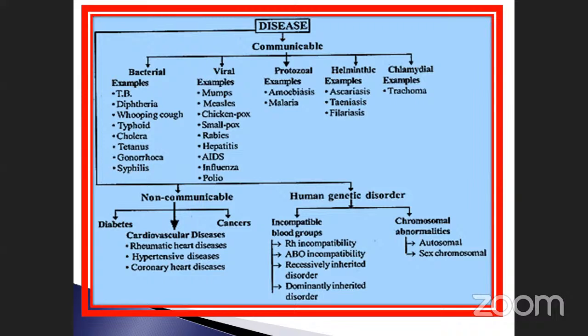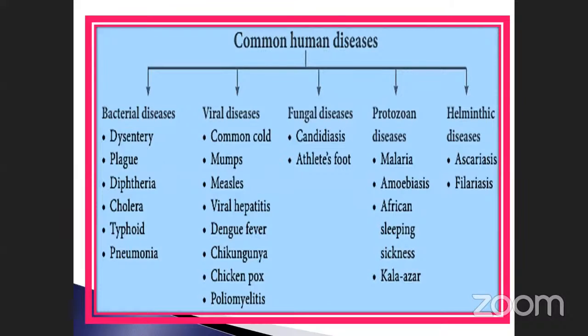Take the example of TB, tuberculosis. TB is caused by Mycobacterium tuberculosis. Diphtheria, pertussis, whooping cough are also the same. Typhoid, Salmonella typhi; cholera, Vibrio cholerae; tetanus; gonorrhea; and syphilis, Treponema pallidum. Like that, they have identified different types of microorganisms. The same things are given here in common human diseases. Chikungunya, chickenpox, poliomyelitis are viral diseases. Fungal diseases are candidiasis and athlete's foot.